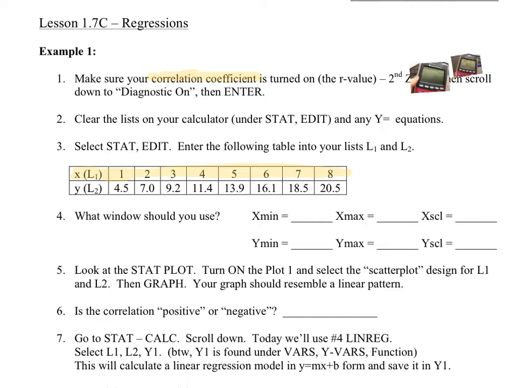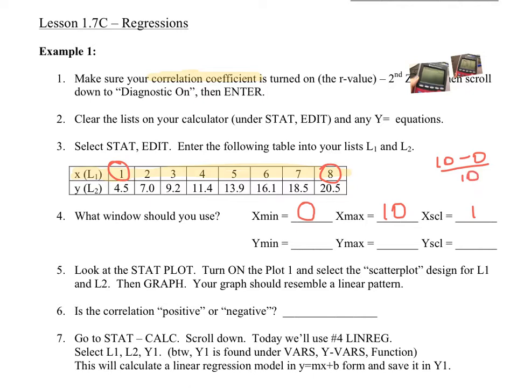You'll also need to reset the windows. If you'll remember from yesterday, we talked about how to select our windows because 0 is the minimum of the X, so we want to round that down to 0. 8 is the maximum for the X, we want to round that up to 10, and that gives me a scale of 1. If you remember how to get that, that's 10 minus 0 divided by 10. That turns out to be 1.